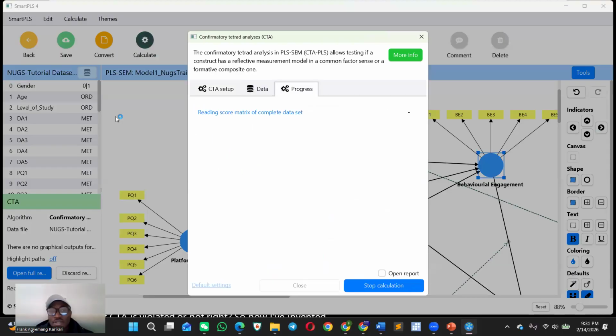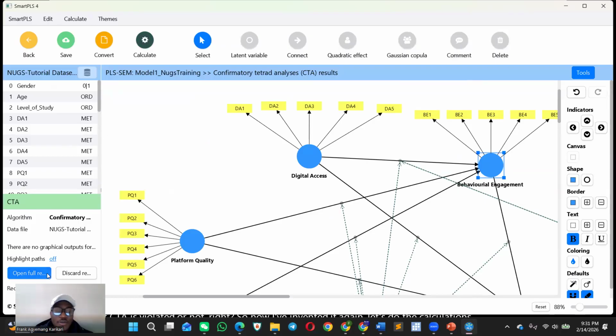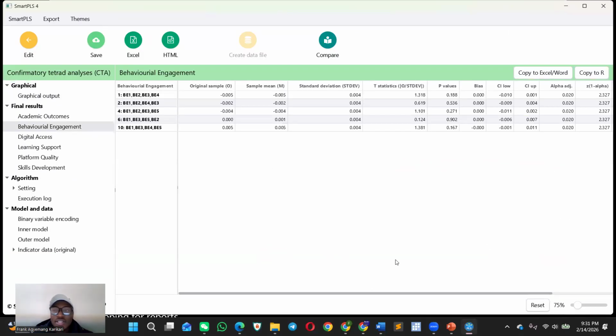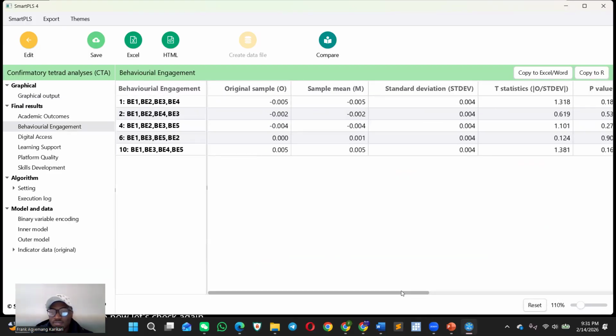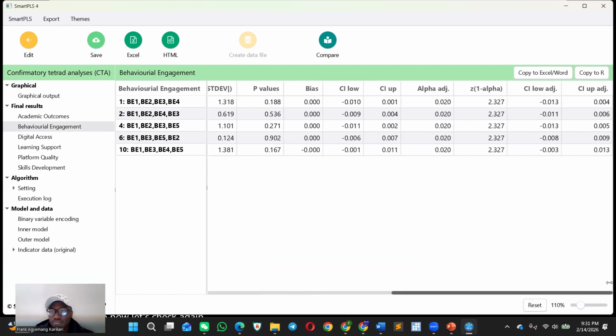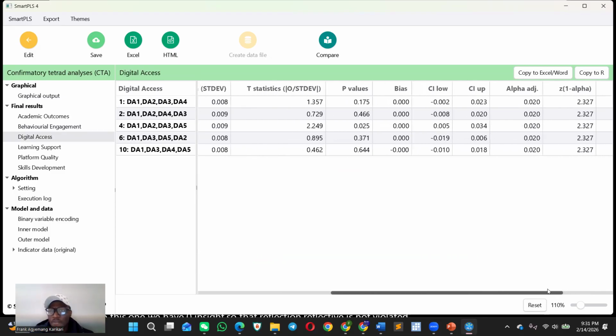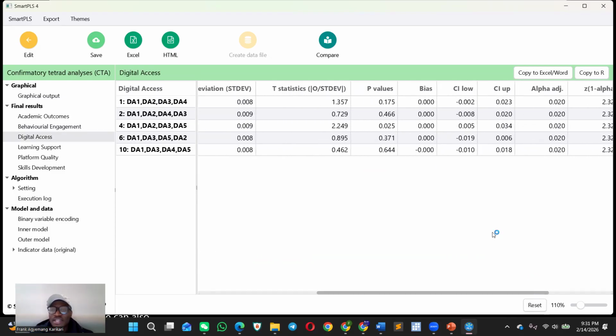Let's do the calculations and open the report. So now let's check again. So this one we have 0 inside, so the reflective is not violated. We can also use the p-values to determine that.